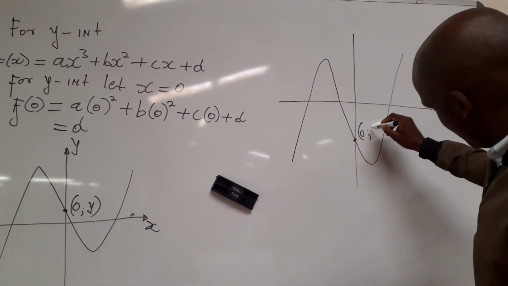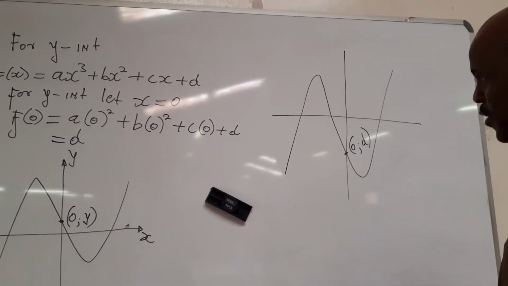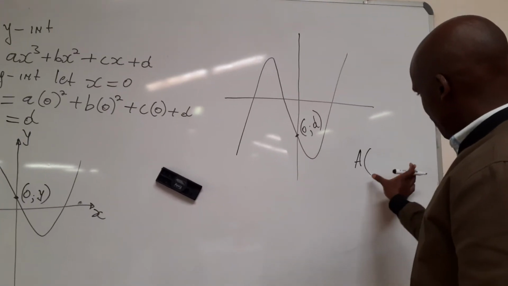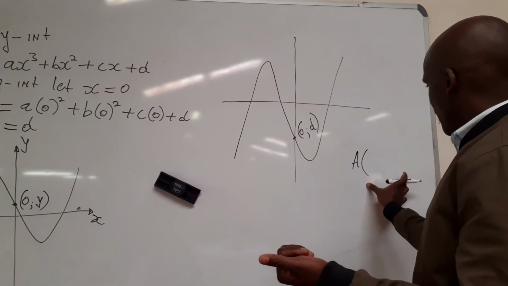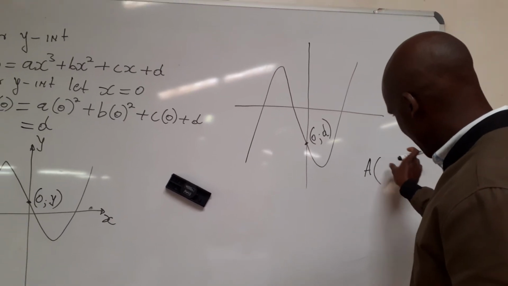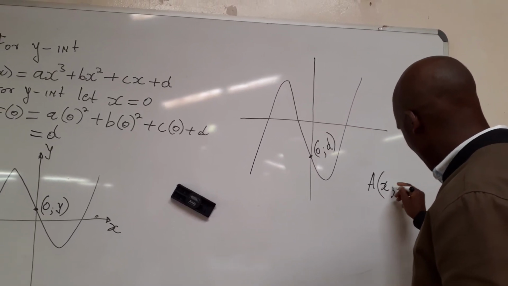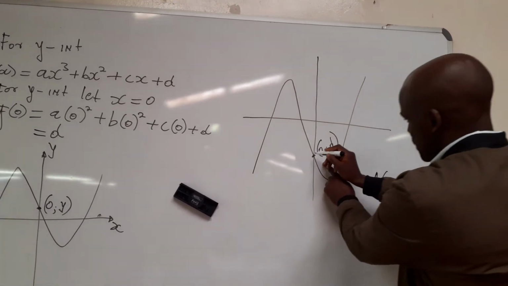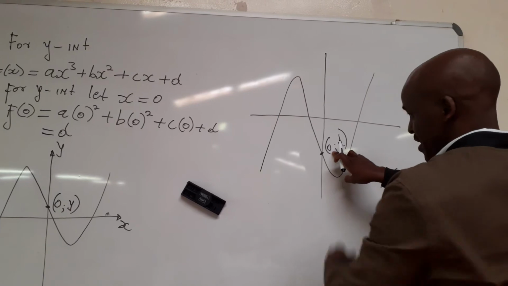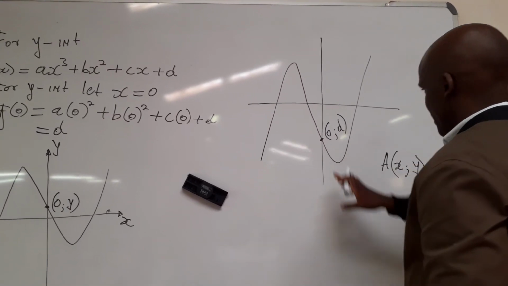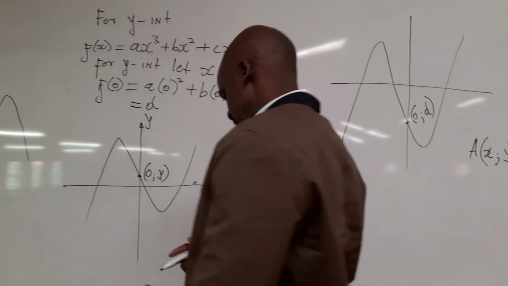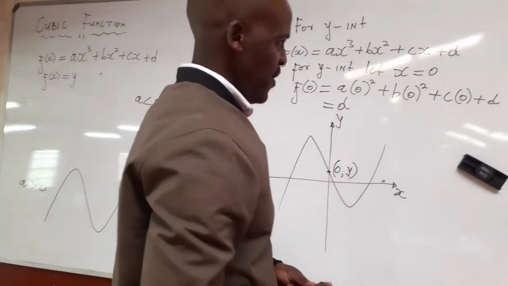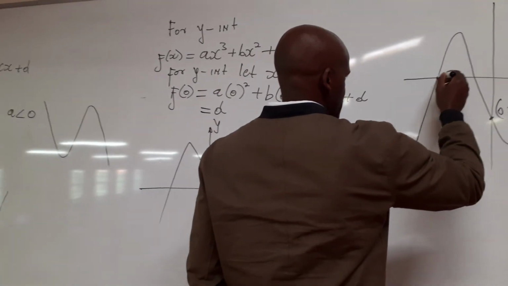So the y-intercept is the point (0, d). When we talk of a point, let's say for instance point A, a point must have two values: the value of x and the value of y. So here, to find this point, x must be 0 in the given equation, and then you find the value of y at that point. Right. The next points that we have are the x-intercepts.